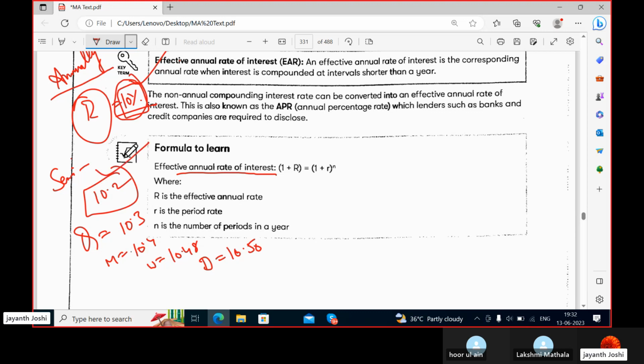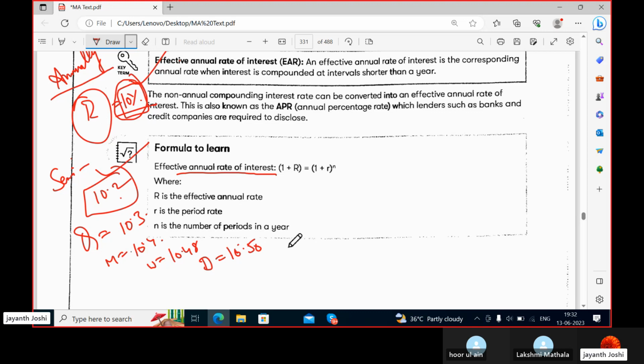But one thing you should observe is that all of these, 10.2, 10.3, 10.4, 10.50, are very near to 10. You cannot expect a very big deviation between these rates and the rate which I have mentioned here.